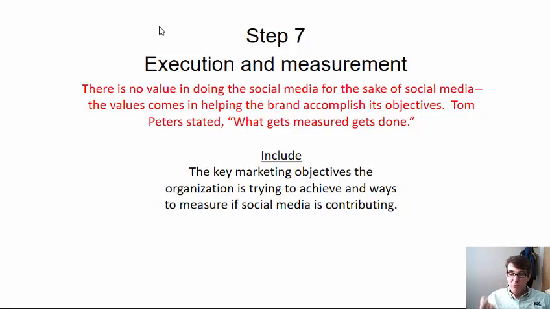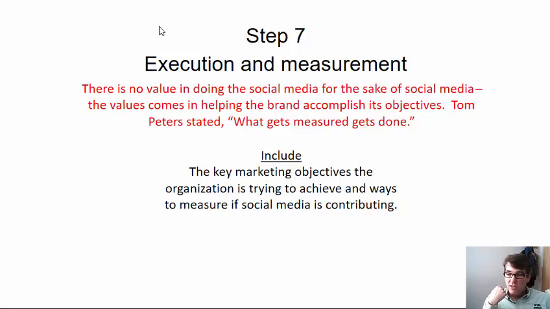So the value comes in helping the brand accomplish its objectives. Tom Peters stated, what gets measured gets done. Peter Drucker, that we heard from earlier, big marketing guru, said it too: what gets measured gets done. So this is a way to say, here's our objective, here's what we're trying to accomplish with our social media, here's how we're going to get it done and accomplish it.